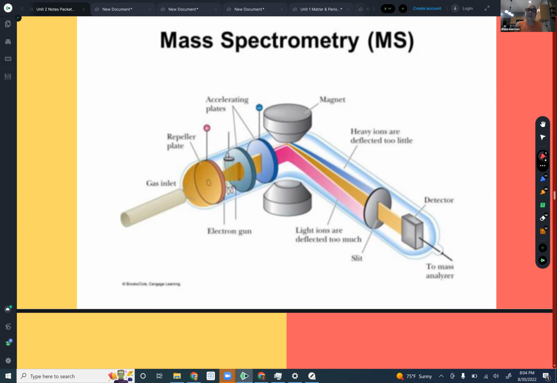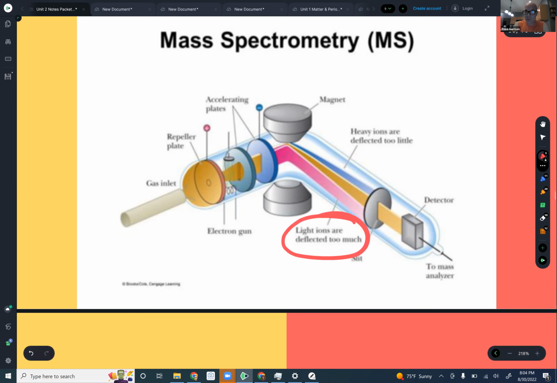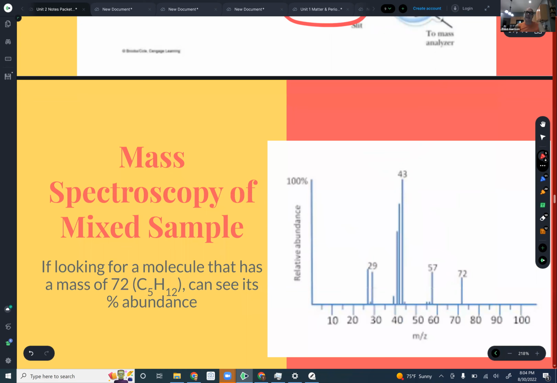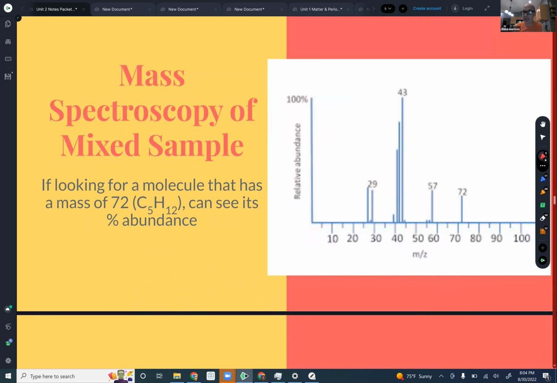So if you look at this image, the lighter isotopes will be attracted to one side of the detector, and the heavier isotopes will be attracted to a different side. Of course, this happens mostly because a magnet is pulling this beam, causing it to bend, and that's what causes it to move towards the detectors. What you get from that is a graph that looks somewhat like this, where it has multiple lines depending on how many compounds are in the sample.